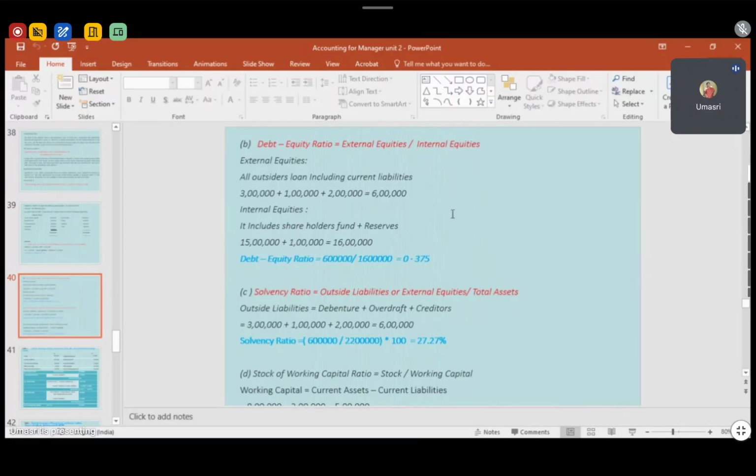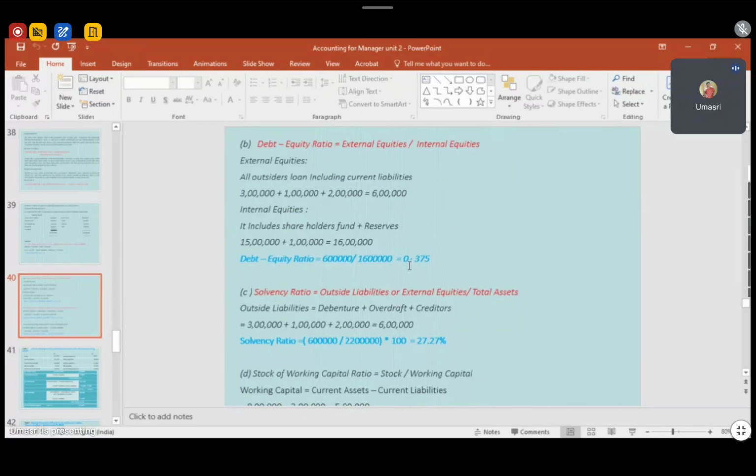Debt equity ratio means debt capital divided by equity capital. Debt capital includes both current liability and long term liability, debentures, bonds, all these things, right? So total outsider liability: 3 lakhs plus current liability 3 lakhs, so 6 lakhs. That we can call external equity or debt capital. Internal equity, that is equity capital, means share capital plus reserves and surplus, that is 16 lakhs, right?